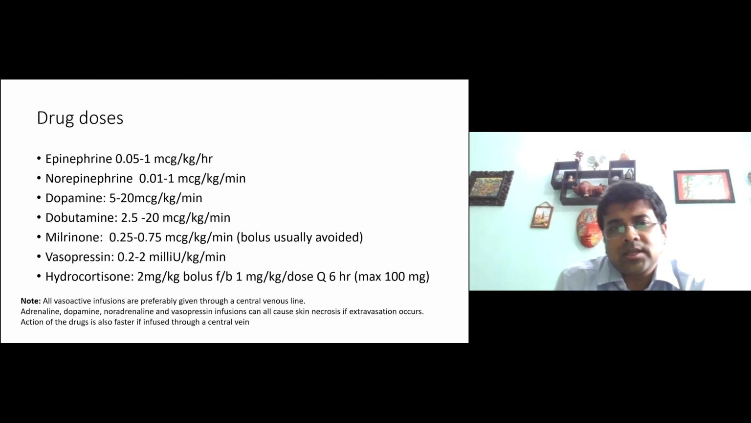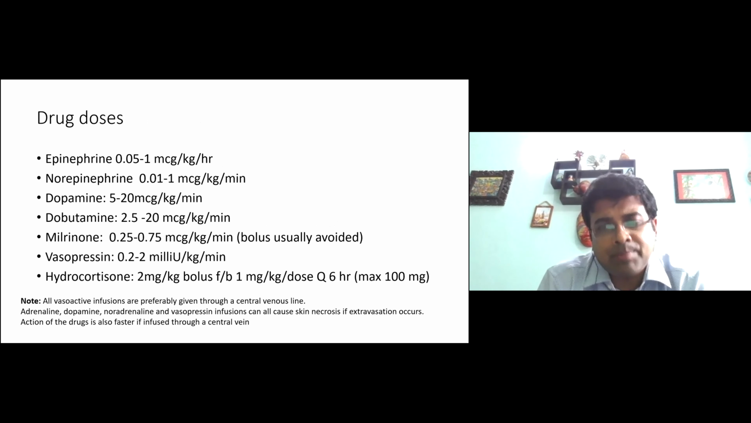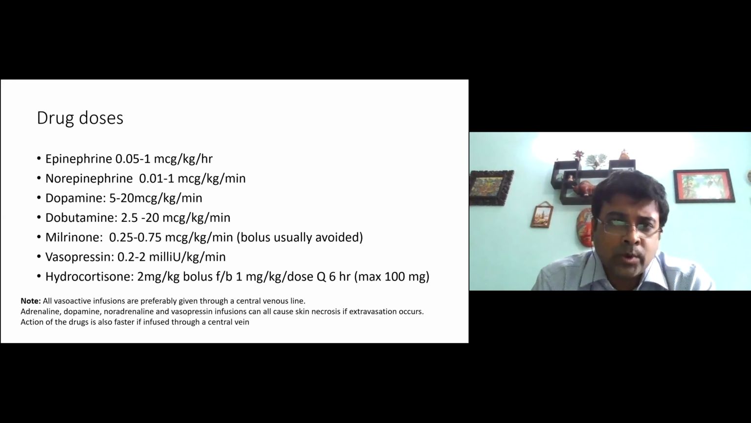Of these drug doses, the most important of this list are epinephrine, norepinephrine, and hydrocortisone. The rest will be available as a ready reckoner, but always remember: epinephrine is 0.05 to 1 mcg per kg per hour, norepinephrine is 0.01 to 1 mcg per kg per minute, and hydrocortisone is a 2 mg per kg bolus followed by 1 mg per kg per dose. That's all I have to show.